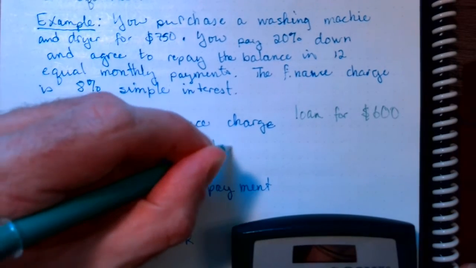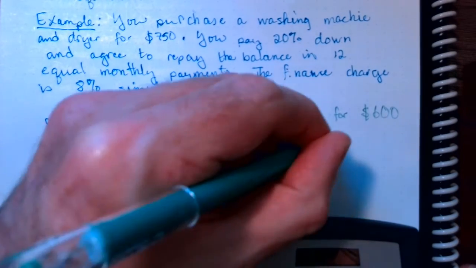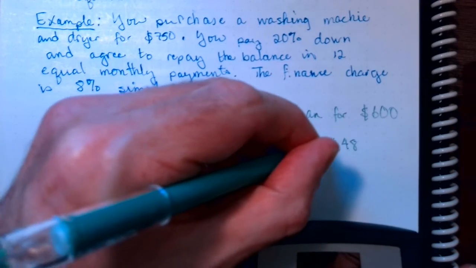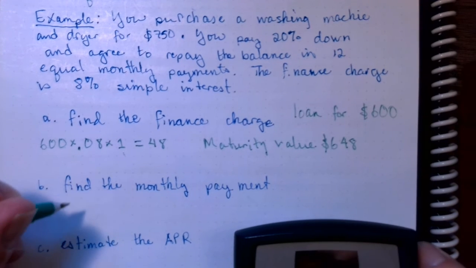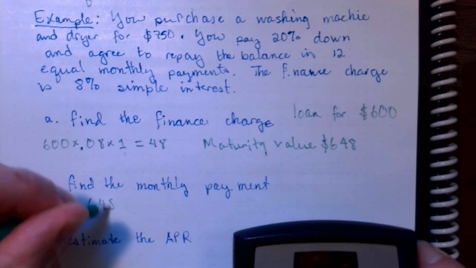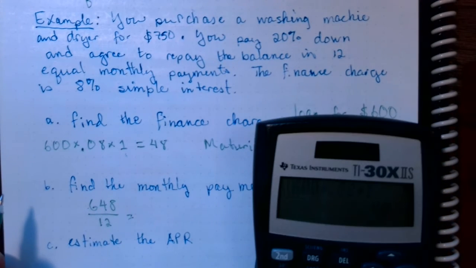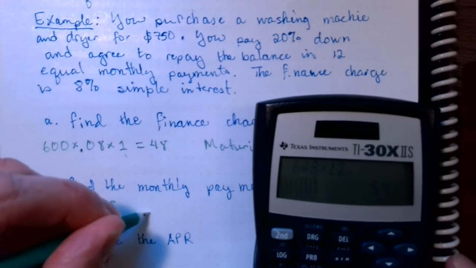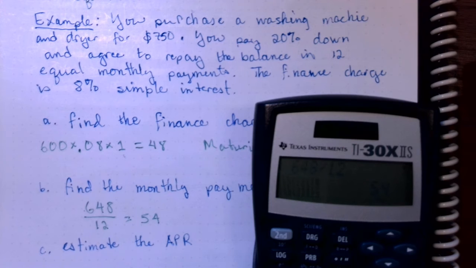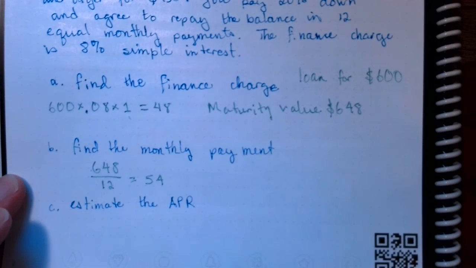So the maturity value is 648. You remember that from a previous video, I'm sure. That's the amount we actually have to pay back. And in a simple interest loan, all we do is take 648, which is the amount that we have to pay back. We divide that by 12, which is the number of payments. So 648 divided by 12, and we're getting $54. So you have to pay back $54 each month for your washer dryer.